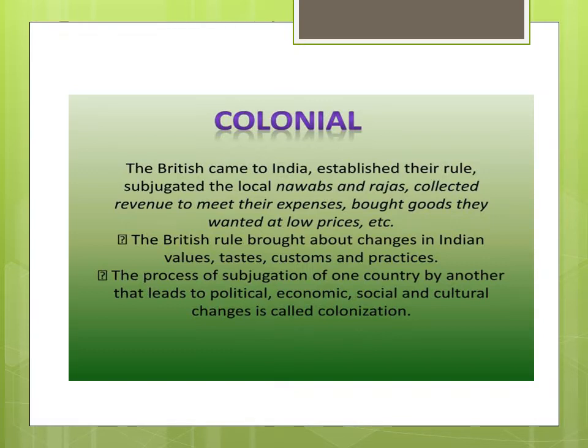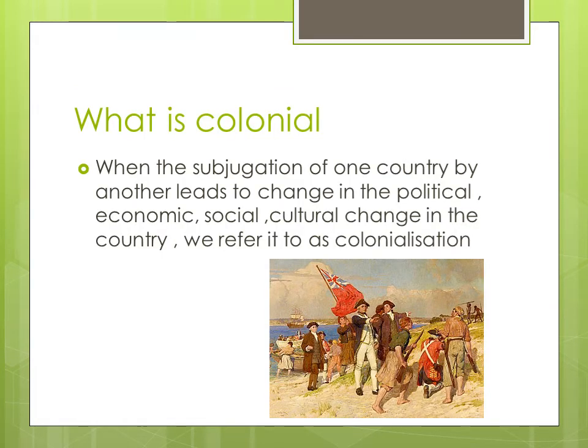Now, the Britishers came to India and they established their rule, and they subjugated the Nawabs and the Rajas, collected revenue from them, and bought goods at low prices. And so, what happened after this? This brought a gradual change in the society. Changes in the Indian values, changes in the Indian customs, tastes, practices. Now, this process of subjugation of one country by another led to political, economic, social and cultural changes, and this process is called colonialization. As you can see, the definition is also given.